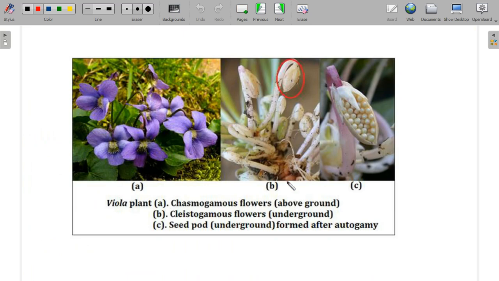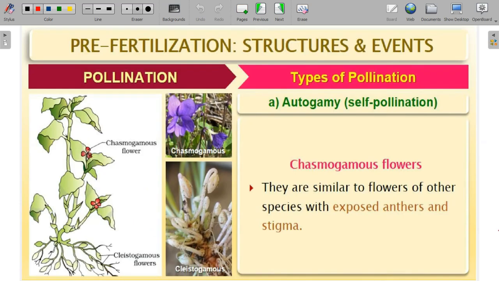Now, I'll show you a diagram here. You can see chasmogamous, exposed flowers, and cleistogamous, closed floral appendages, and it's about autogamy. The seeds formed as a result of autogamy are shown here in the case of the cleistogamous flower, because it can always produce assured seed sets even in the absence of pollinators. Any doubt in this, children? No, sir. Okay, that's all about autogamy, the self-pollination mechanism. Next is about the chasmogamous flower. Just now we discussed that it is with exposed floral appendages.